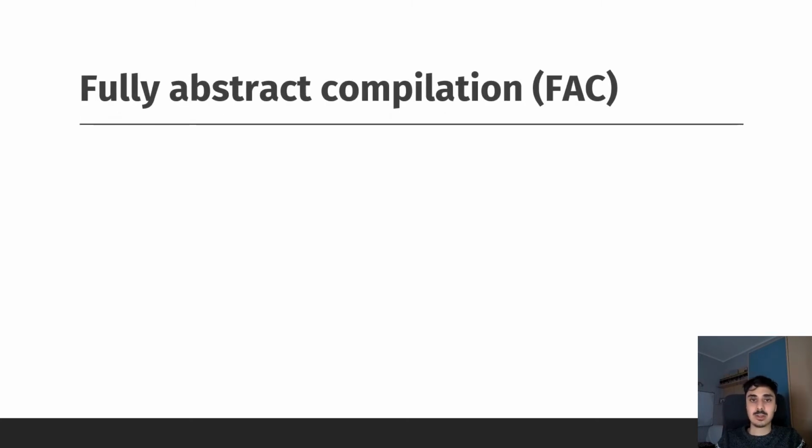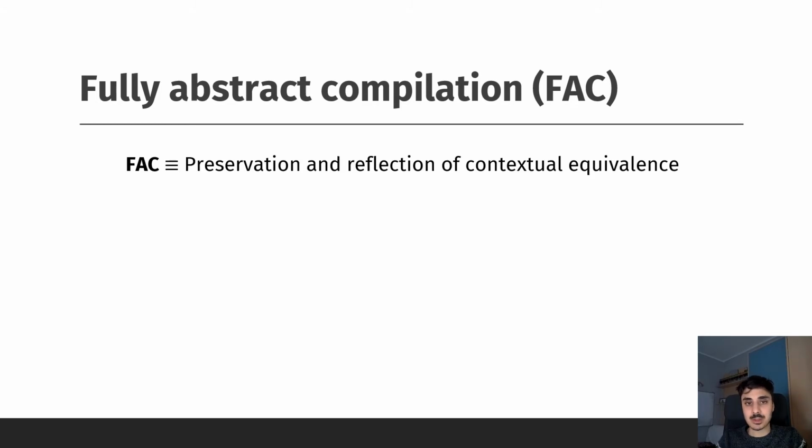A compiler is said to be fully abstract if it preserves and reflects contextual equivalence. In other words, if we denote a compiler with these two square brackets that you can see here and here, we want to ensure that two source programs P1 and P2 cannot be distinguished by an arbitrary source context, which is how we model attackers, if and only if P1 compiled and P2 compiled cannot be distinguished by an arbitrary target context.